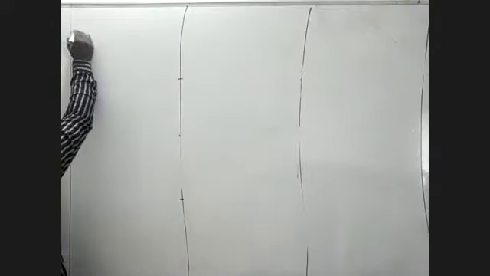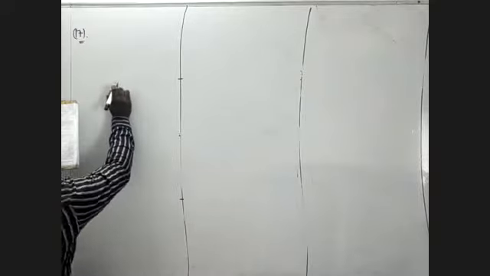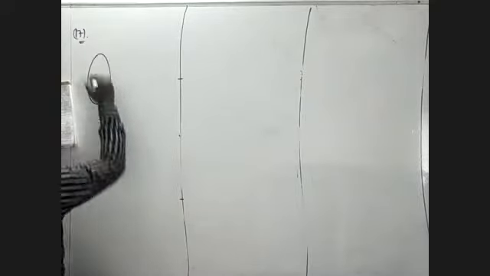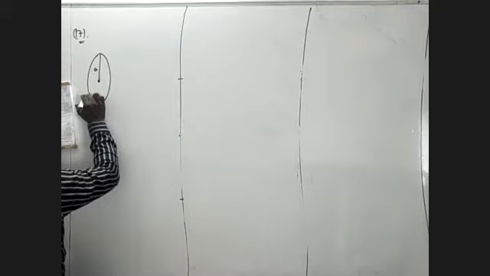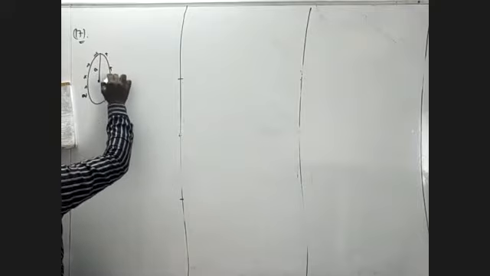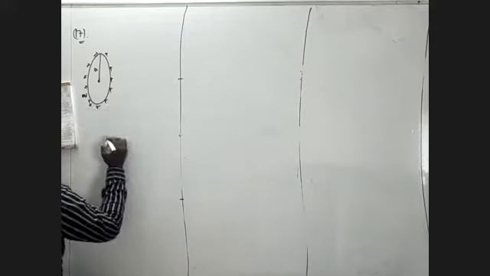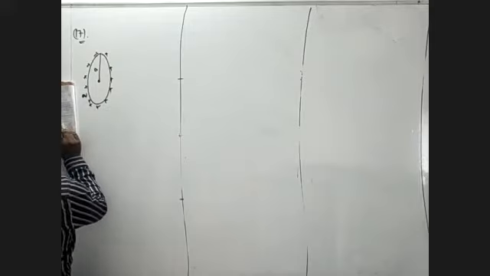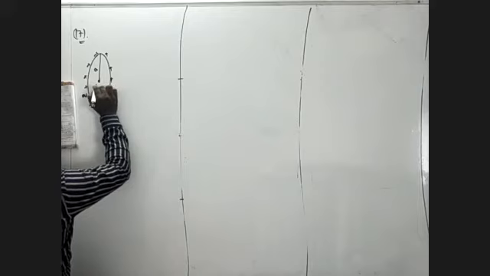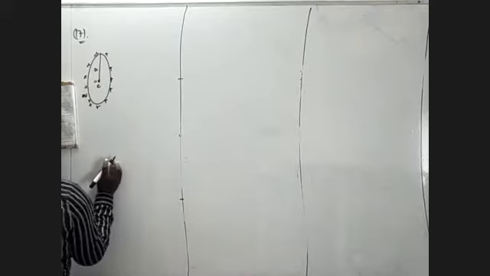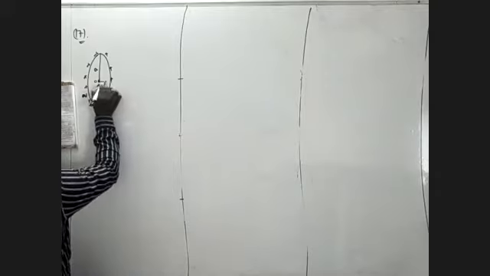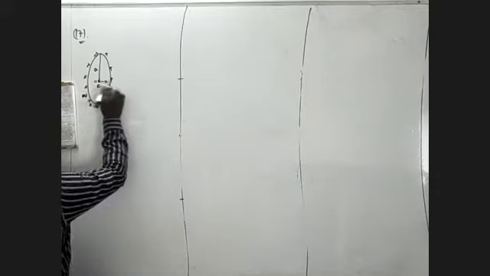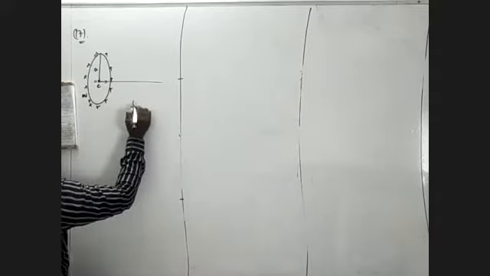Question number 17. A thin copper ring of radius A has charge Q. An electron is placed at the center of the copper ring. If the electron is displaced a little, it will have a frequency. Just a little displaced, what will happen? So we have to find out the frequency.